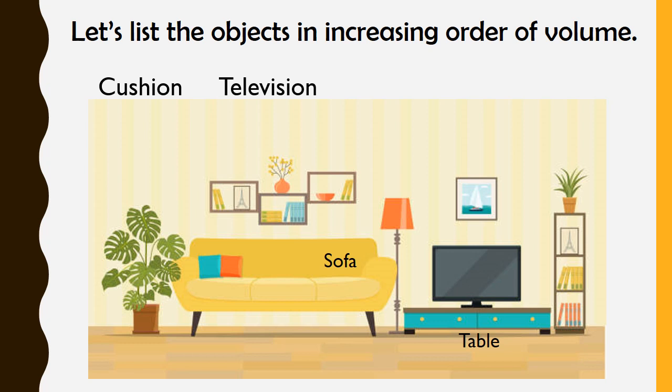We still have the sofa and the table. Now, which one should we place first? Yes, the table has less volume than the sofa. And the sofa takes up the largest space, so it has the largest volume. We place it at the end.